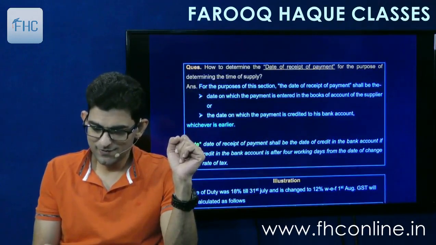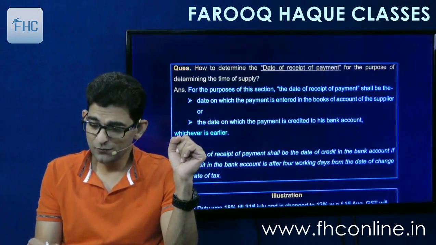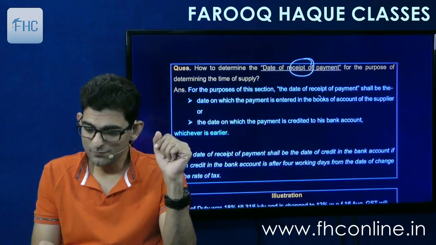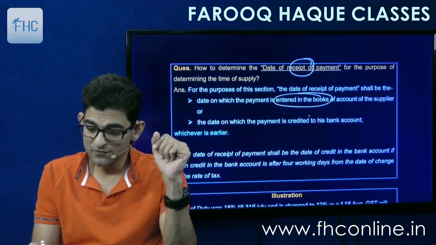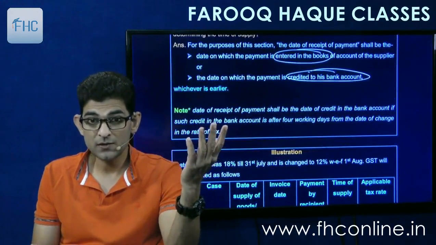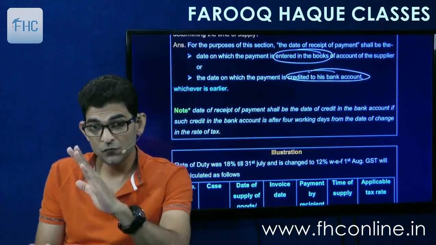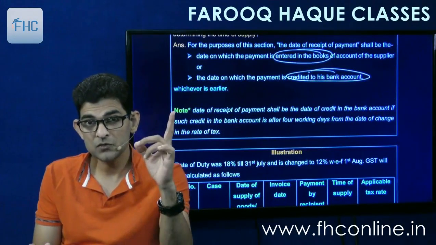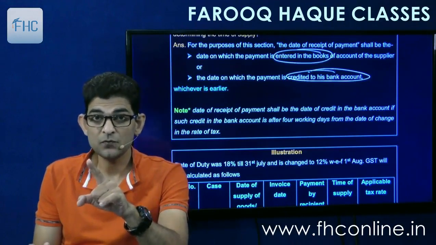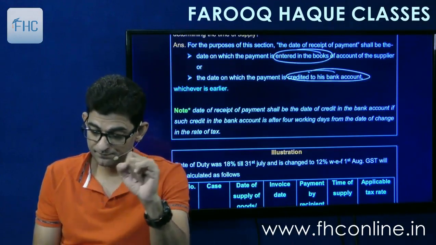Then there are a few questions given. How to determine date of receipt of payment? Simple. Entry in books or bank credit, whichever is earlier. But you will write the exception also, that if the credit is after 4 working days from the date of change, then the bank credit date will be taken as the date of receipt of payment.